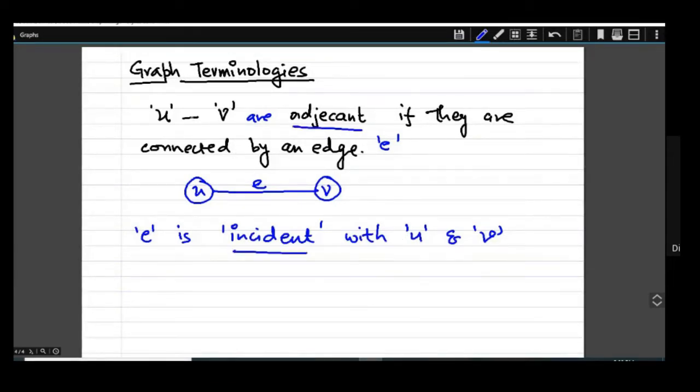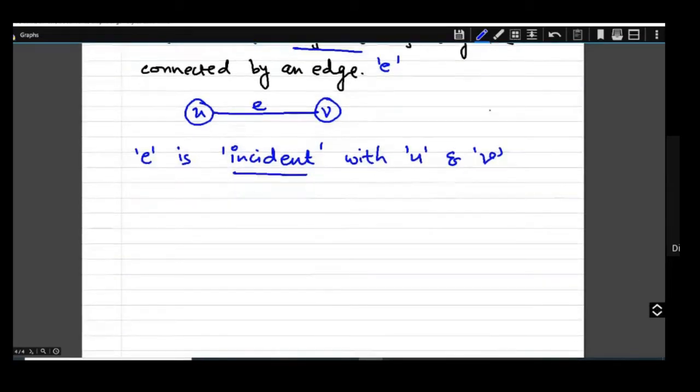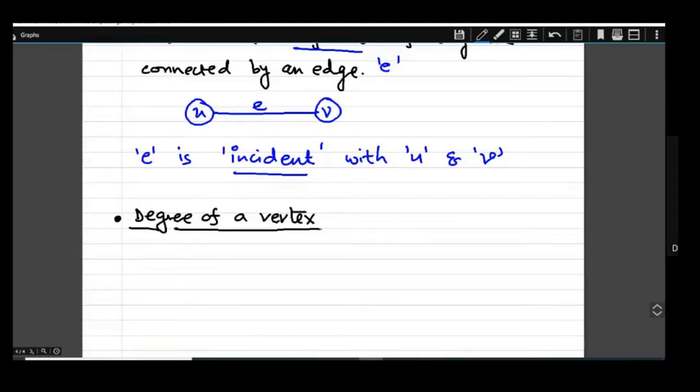Okay, so this is called adjacent or incident. If it is for nodes, then they are said to be adjacent. If it is for the edge, it is said to be incident. Okay. Then another definition, and a very important definition, which is called the degree of a vertex. Degree of a vertex or a node.